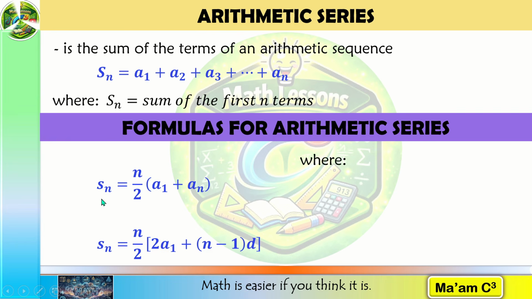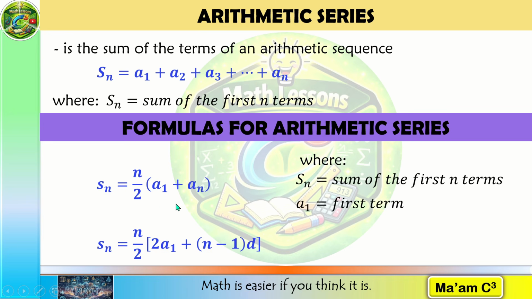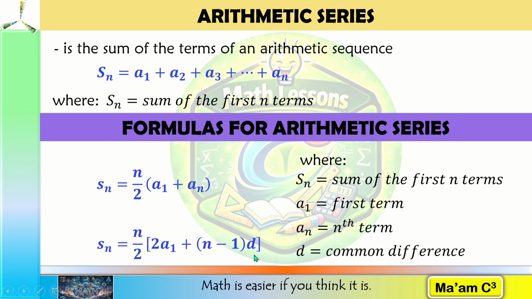In both of which, S sub n is equal to the sum of the first n terms. A sub 1 is the first term. A sub n is the nth term, while d here is the common difference. Now you might ask, why do we have two formulas? When do we use the first and the second?